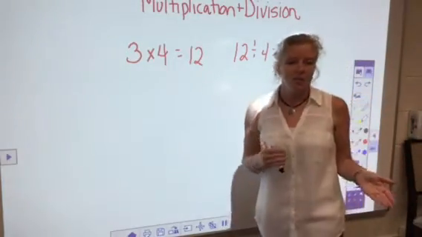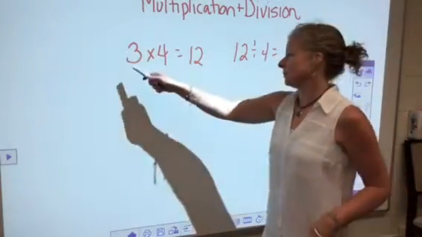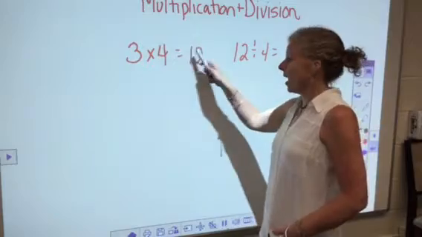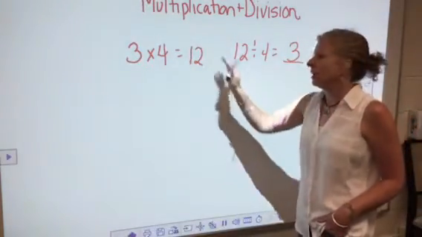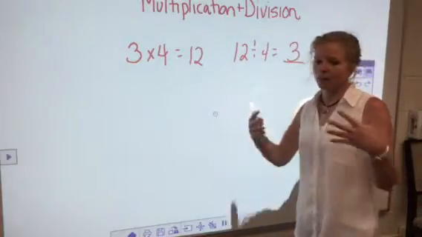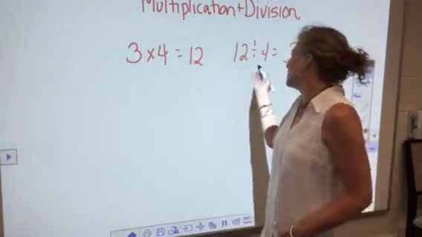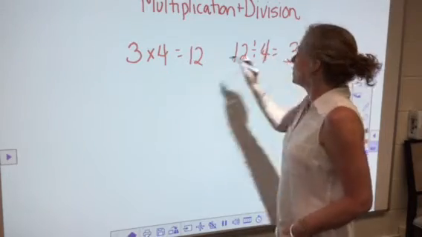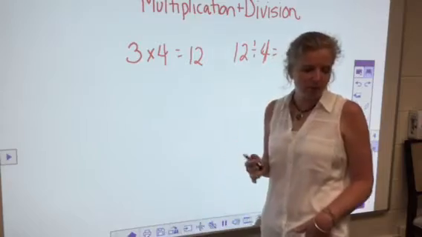Multiplication and division are called inverse operations. You go up, you increase with multiplication, you decrease. They're opposites. They're kind of like partners. They work against one another. You can memorize your multiplication, and you're going to have your division facts memorized because they're the same.